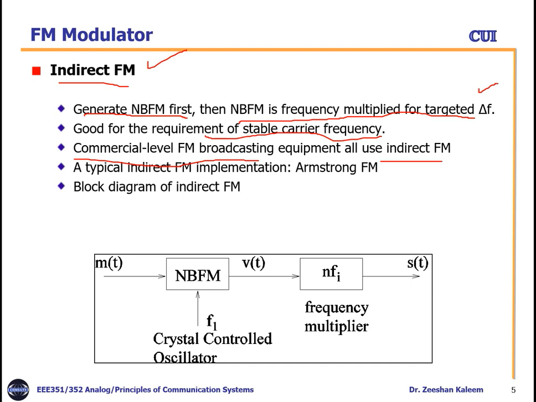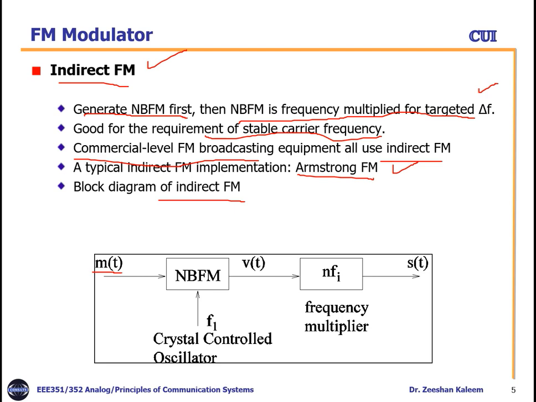So a typical indirect FM implementation, the Armstrong FM modulator. And the block diagram of indirect FM, we will study Armstrong later on in detail. So let's move to the general block diagram of an indirect FM modulator. Look at this. This is your message signal that we need to modulate for some carrier frequency.